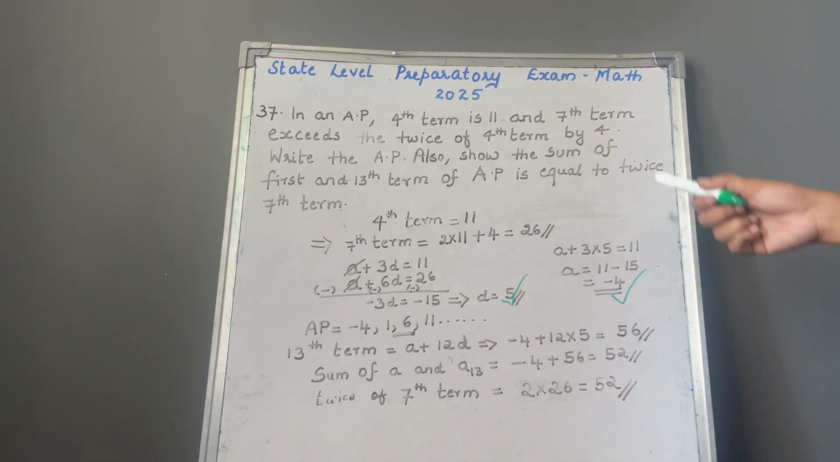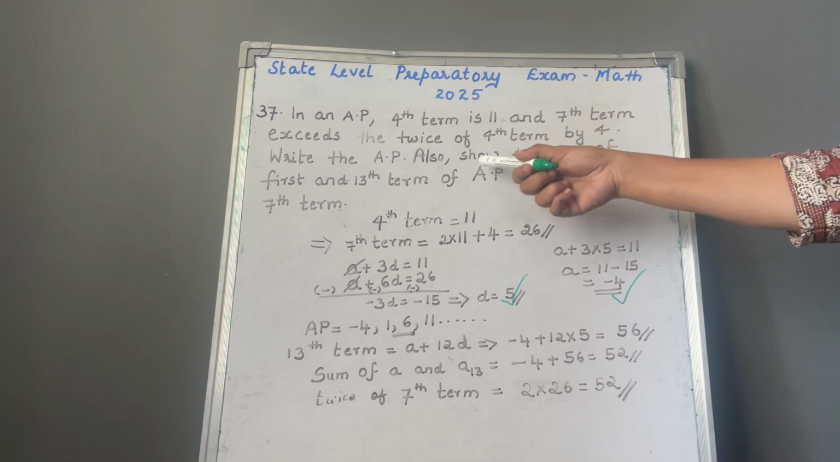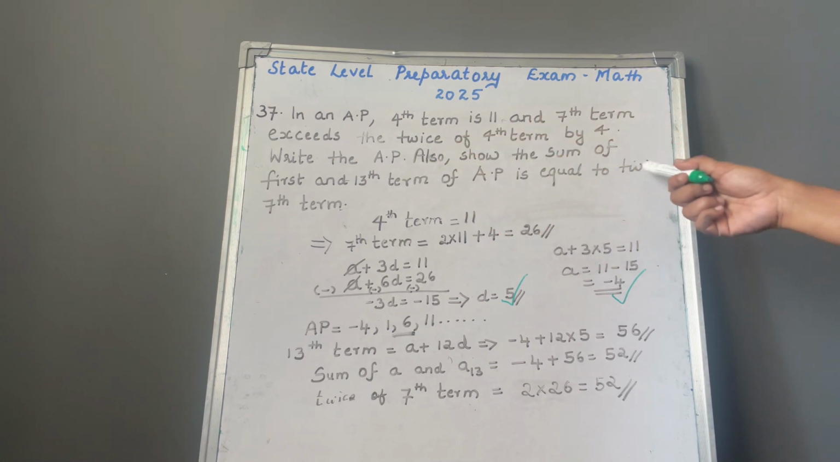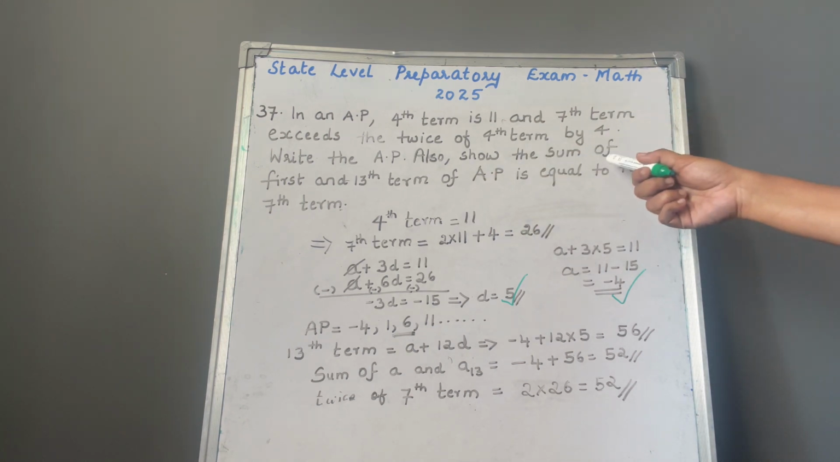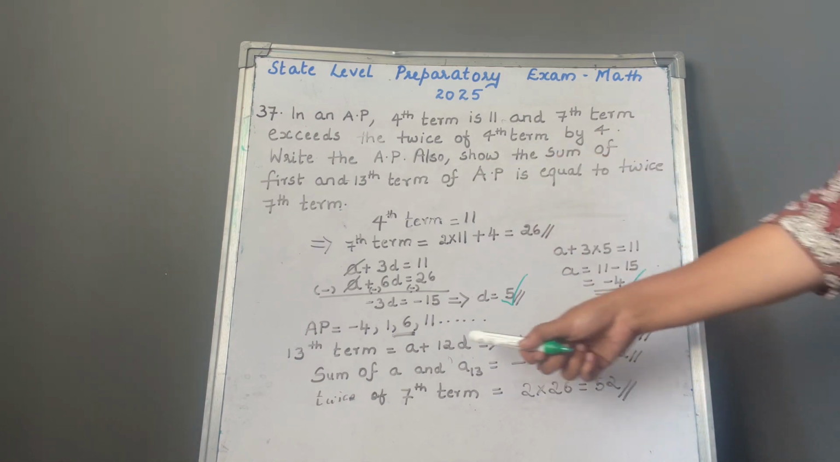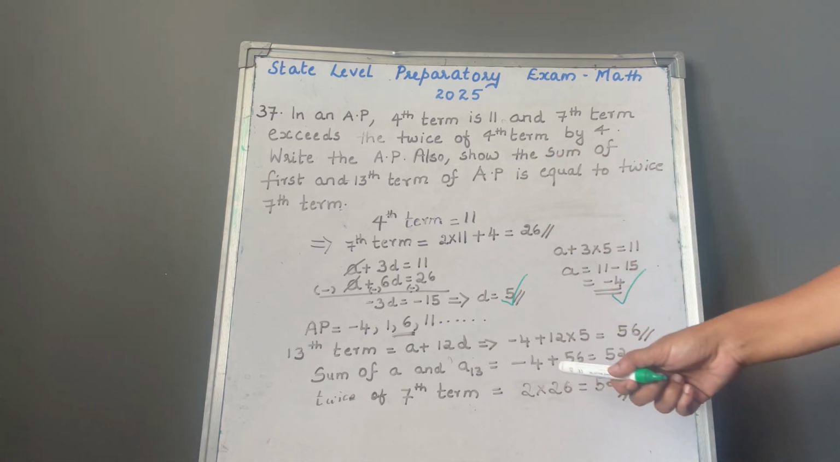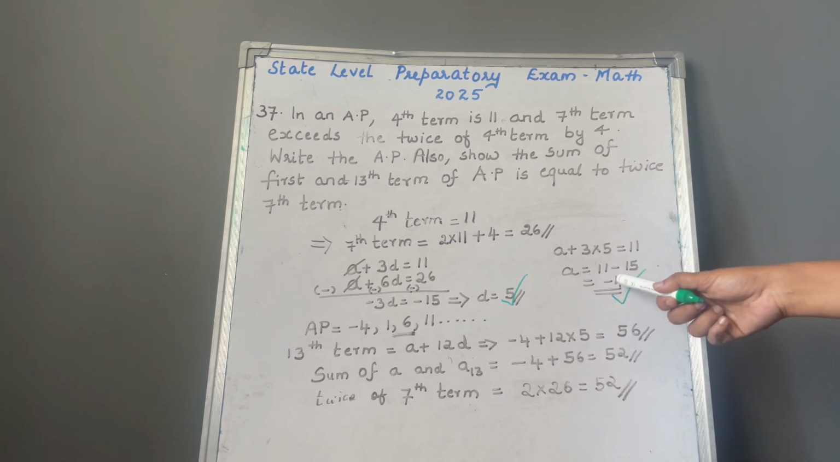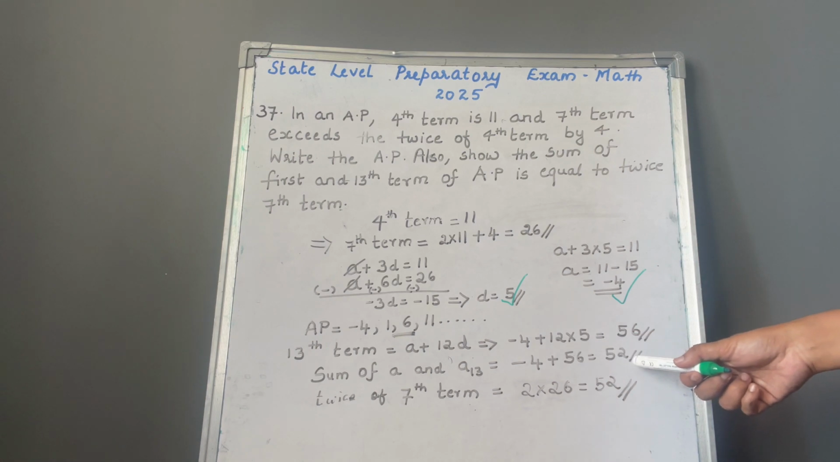Now the next part of the question is: show that the sum of the 1st and 13th term is equal to twice the 7th term. Sum of the 1st and 13th term: the first term is minus 4, and the 13th term is A plus 12D, which is 56. So the sum of 56 and minus 4 is 52.